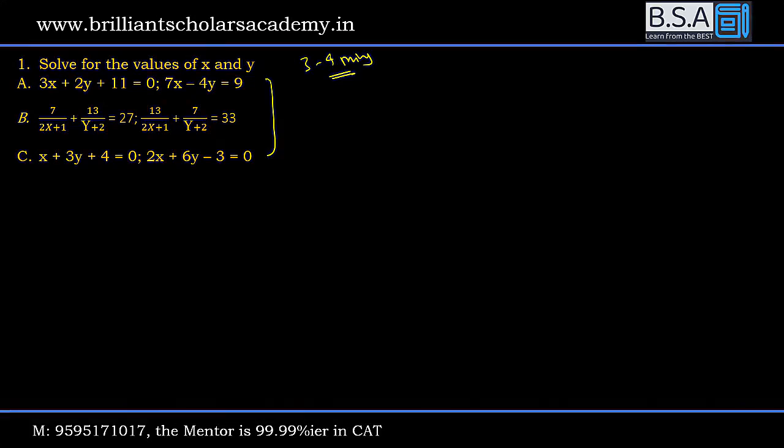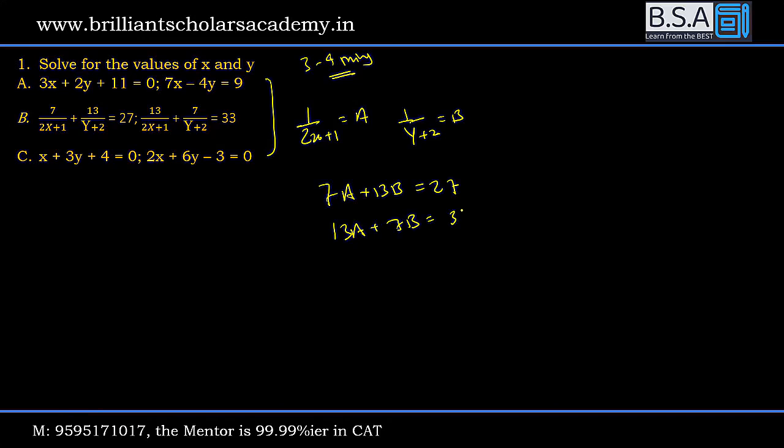All right, observe. In such questions, when equations are in the denominator, why can I not assume in a simple form this is A and this is B, second one. So it becomes 7A plus 13B is equal to 27 and we have 13A plus 7B is equal to 33.